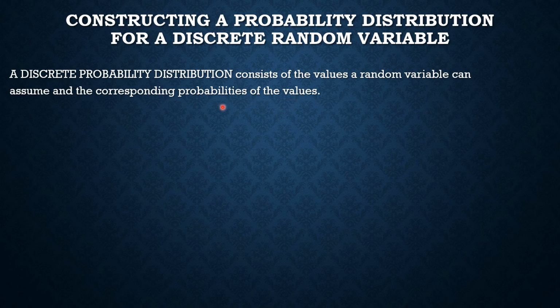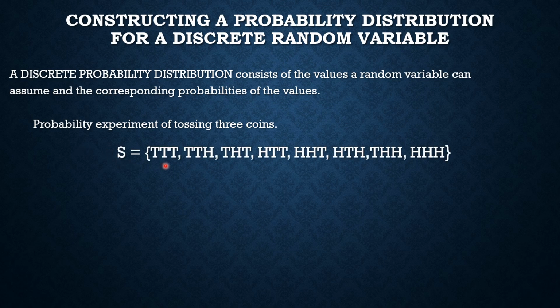In other words, ang probability distribution ay naglalaman ng mga values ng random variable, as well as its corresponding probabilities. Suppose that our probability experiment is tossing 3 coins. We know that when we toss 3 coins, in this experiment, we will have the sample space: TTT, TTH, THT, HTT, HHT, HTH, THH, and HHH, where T represents the tail and H represents the heads.